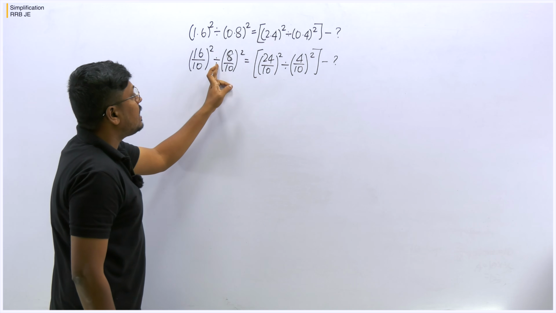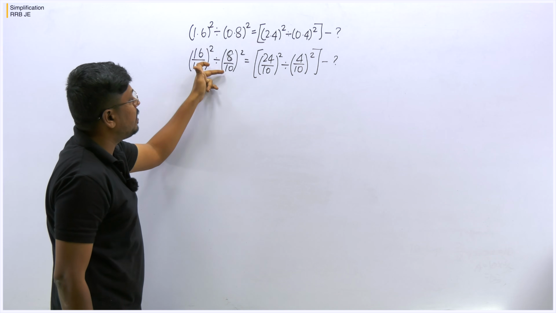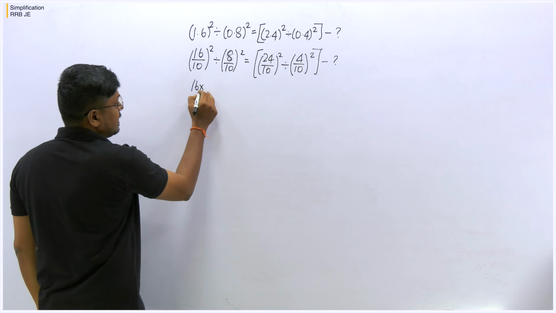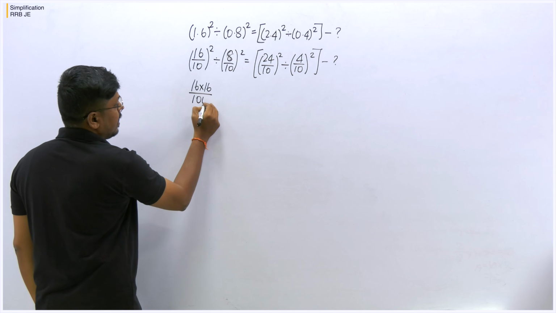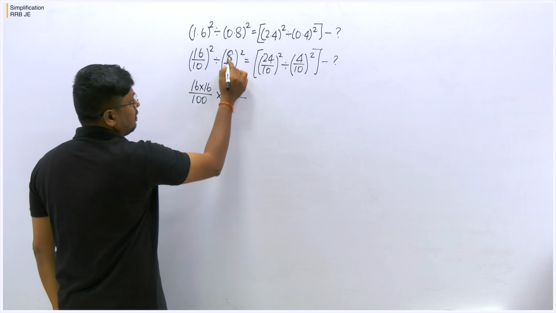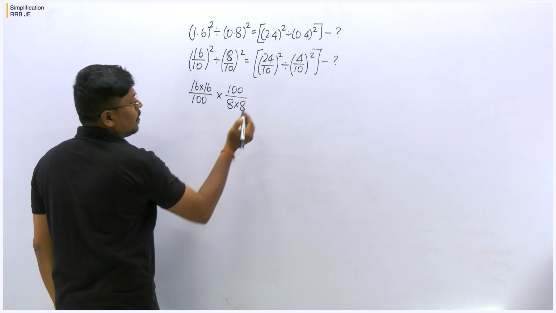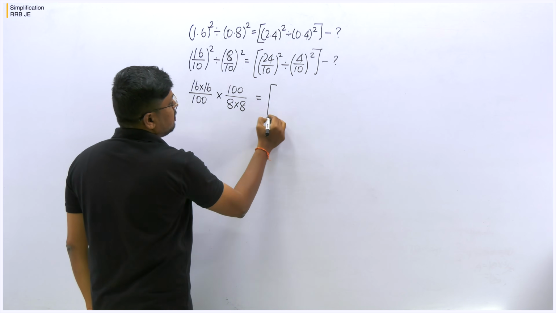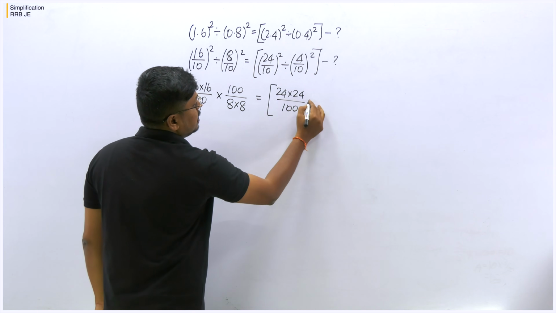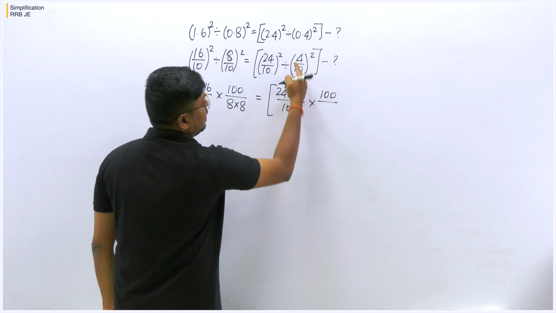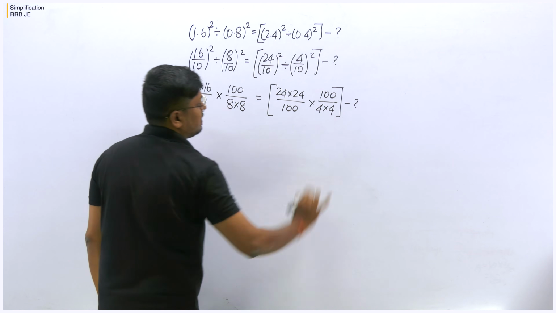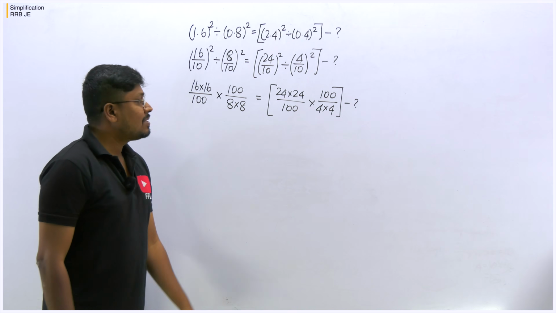Now this division, if you convert it into a multiplication, take the reciprocal of the number. So now 16 square, write it as 16 into 16 divided by 100, that is 10 square. Similarly, 10 square will be 100 divided by 8 square, which will be 8 into 8. Similarly, this can be written as 24 into 24 divided by 100, multiplication 100 divided by 4 square, which will be 4 into 4, minus question mark, right? So friends, understood or not? This will be easy.